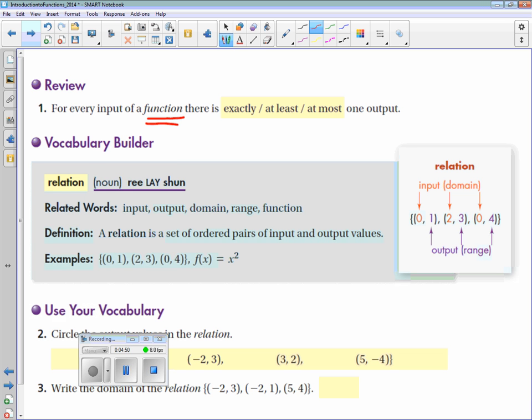A relation is just a set of ordered pairs. (0, 1), (2, 3), (0, 4). Those are a relation. My question is, is that a function? Do you remember how to tell? What's the difference between a relation and a function? If you don't know, we'll answer that in a couple minutes. No problem. A relation basically means that for every input, this is what you need to write. Input means domain, so the domain are your x values, if you don't remember that.